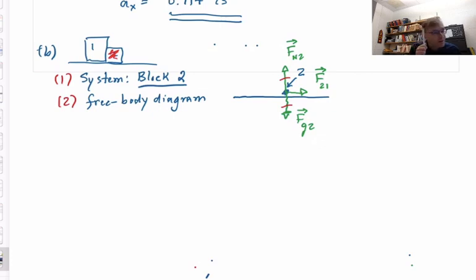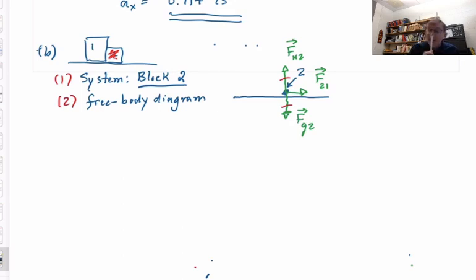And if part of you wants to say, wait a minute, there's that applied force F. Remember that one that we talked about in part A? Why didn't I draw it in the free body diagram? Maybe you did when you tried it. But it shouldn't be there. You see why not? Because the system is block 2. Is that applied force being applied to block 2? Directly? No, only to block 1.